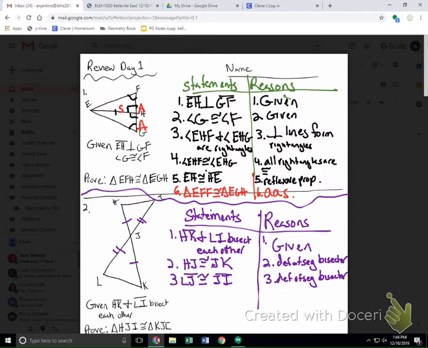What is number 2? So now we see something else based on this picture. What else do we see? Vertical angles. So number 4, we're going to say that angle HJI is congruent to angle KJL. And we know this because they are vertical angles.